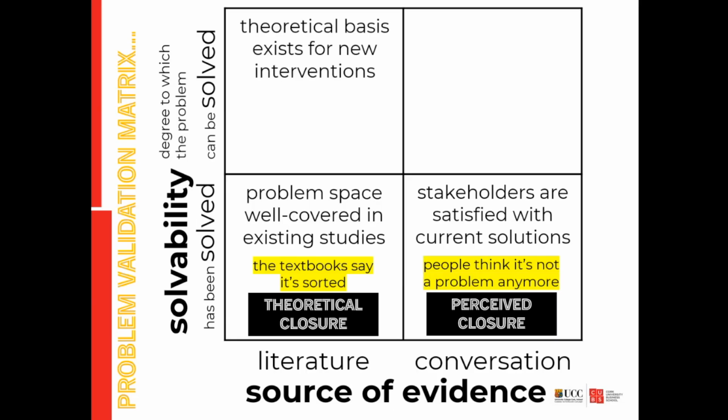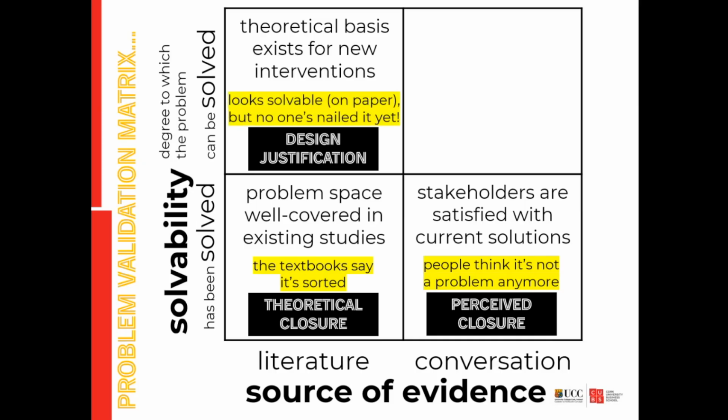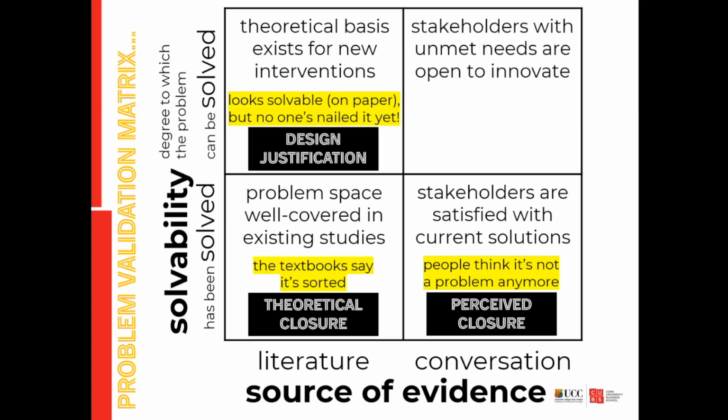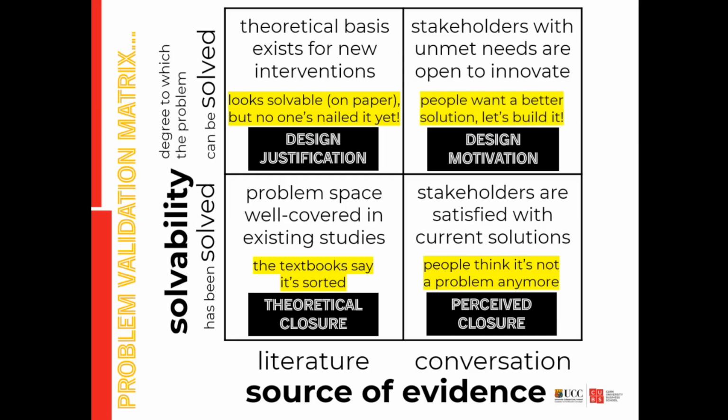So again, if we were trying to validate or appreciate what the problem was, we might be looking at that side also. If we're looking at the solvability and it can be solved, a theoretical basis exists for new interventions. So maybe there's a justification here in terms of a design justification. So it looks solvable on paper, but no one's nailed it yet. So maybe there's an opportunity space for us there. And indeed, if we look at stakeholders with unmet needs, and they're also open to innovate, we might be motivated to look at this from a problem-solving perspective. So maybe people want a better solution, so let's build it.